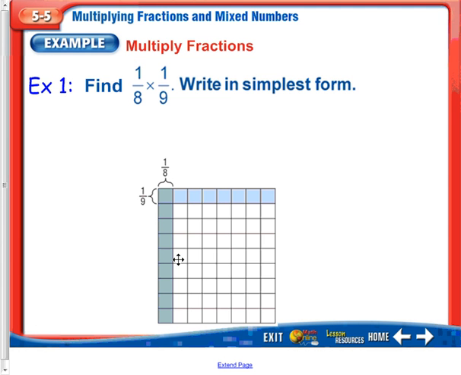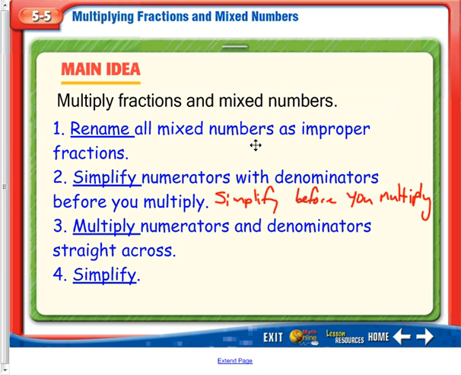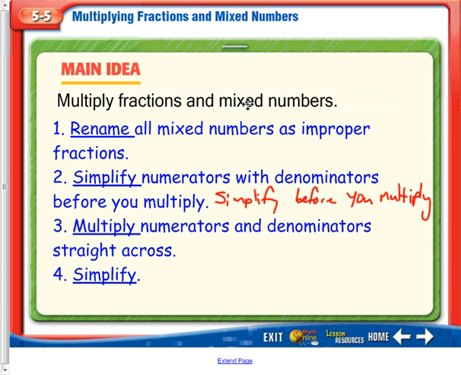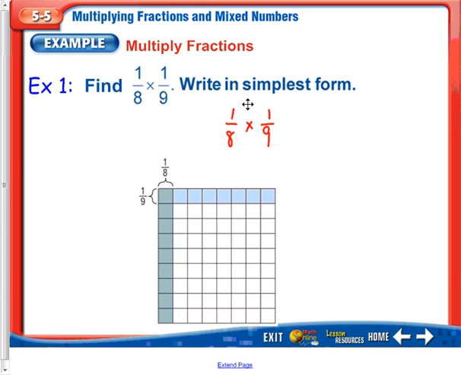So let's get started. Find 1/8 times 1/9. Well, first things first, we copy the problem, 1/8 times 1/9. Okay, we go back here, rename all mixed numbers. Well, I don't have any mixed numbers. Simplify numerators and denominators. Well, I can't simplify ones in any way. So then it says multiply numerators and denominators straight across. So I'm just going to kind of show an arrow here. I'm going to multiply 1 times 1, and that's 1. And then I'm going to do 8 times 9, and that's 72.